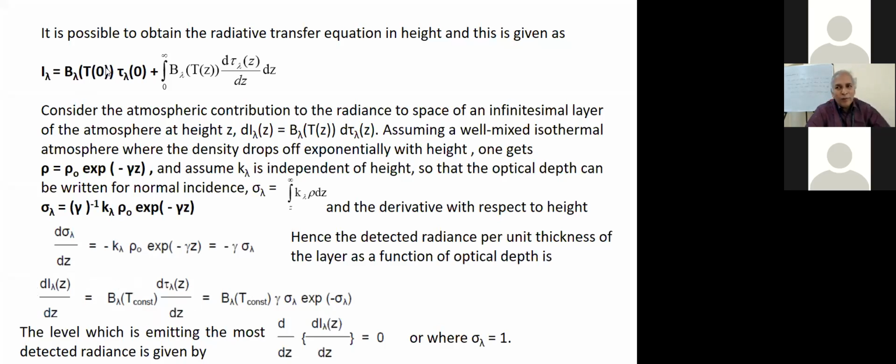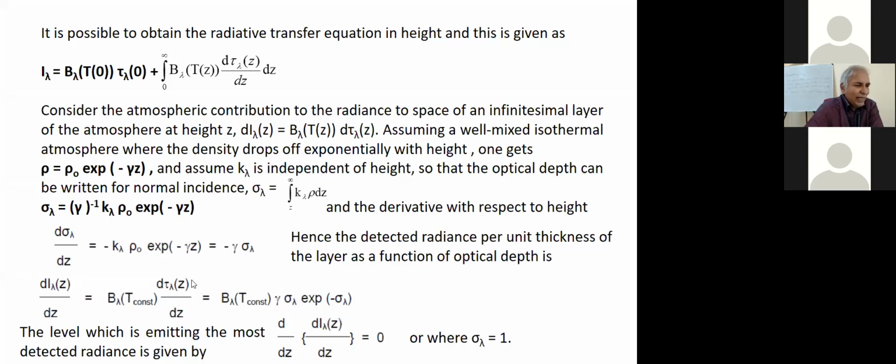I'm assuming for a minute that the surface contribution is either known and can be subtracted from the left hand side. So I'm looking only at the atmospheric contribution and at which level, which z, is going to contribute the most if I have a simple analytical profile of the density variation. In order to find the level that is emitting the most detected radiance, d by dz of this should be set to 0, the extremum value. You find that sigma lambda is unity. Whenever the optical depth is unity, that is the level emitting the maximum detected radiance.